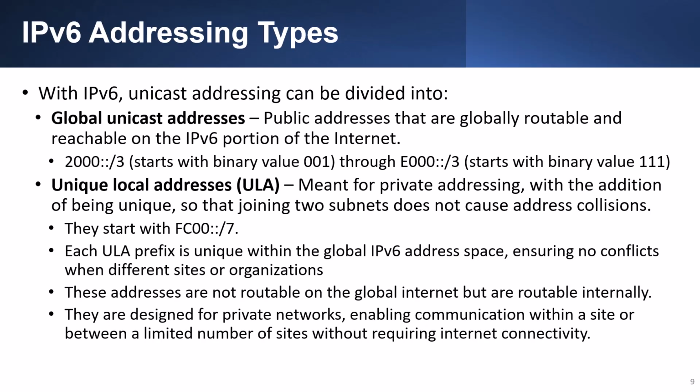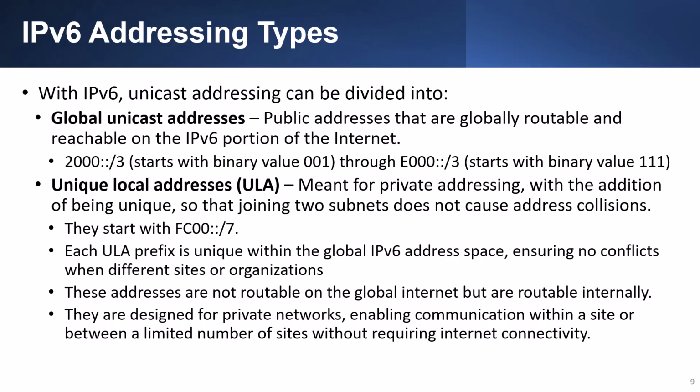With IP version 6, unicast addressing can be divided into global unicast addresses, which are the public addresses that are globally routable and reachable on the IP version 6 portion of the internet. They range from 2000::/3, which starts with the binary value of 001, through E000::/3, which starts with the binary value of 111.